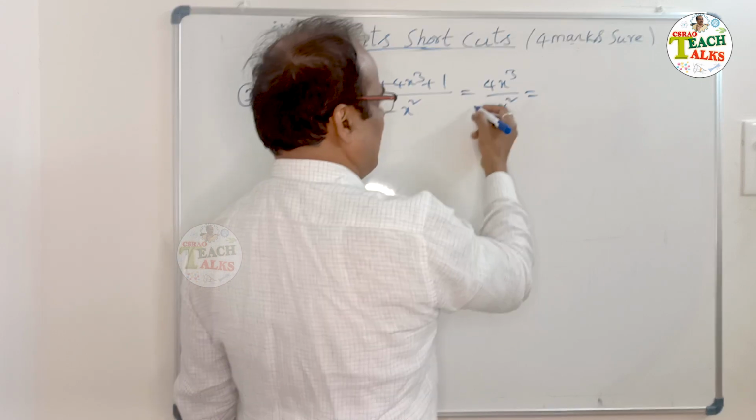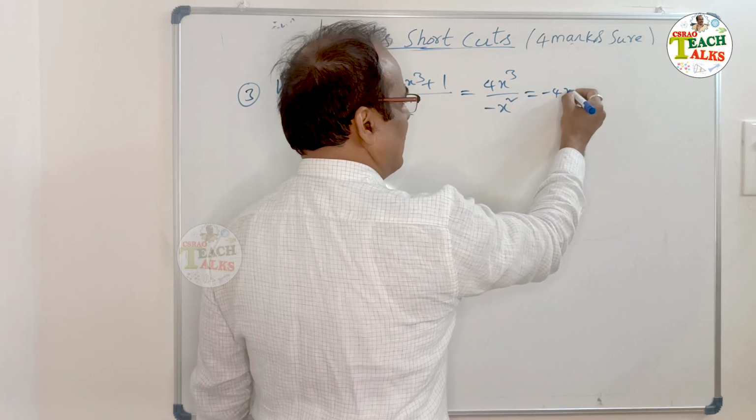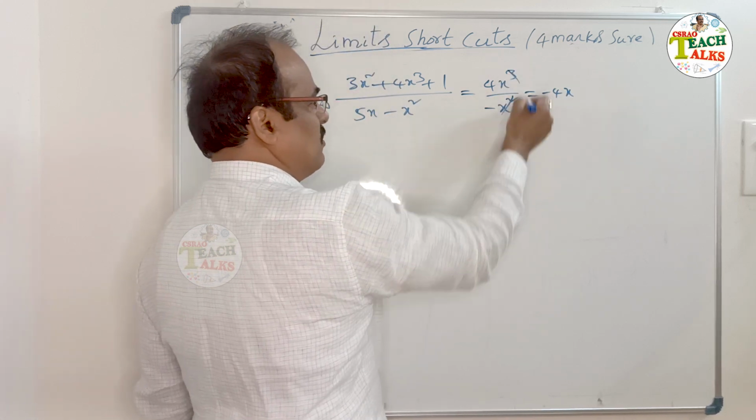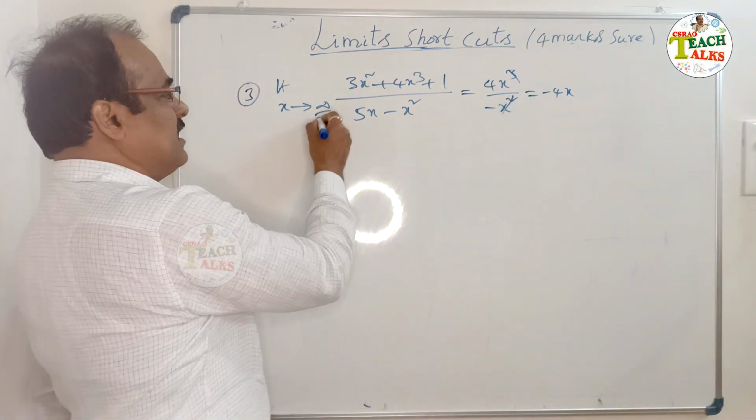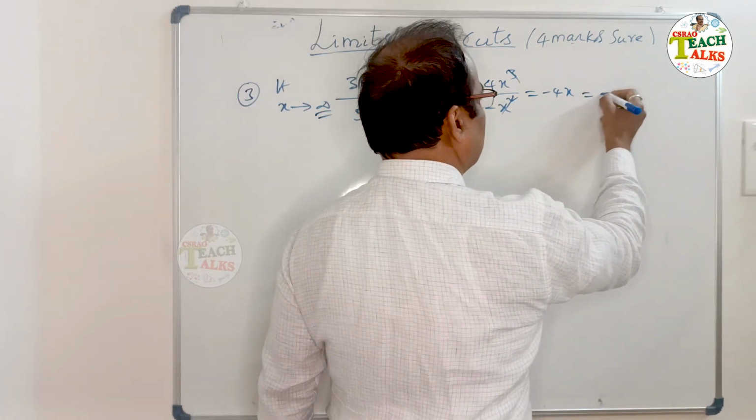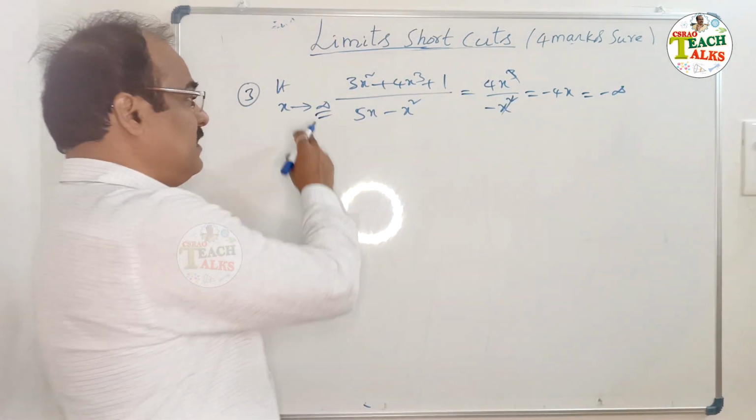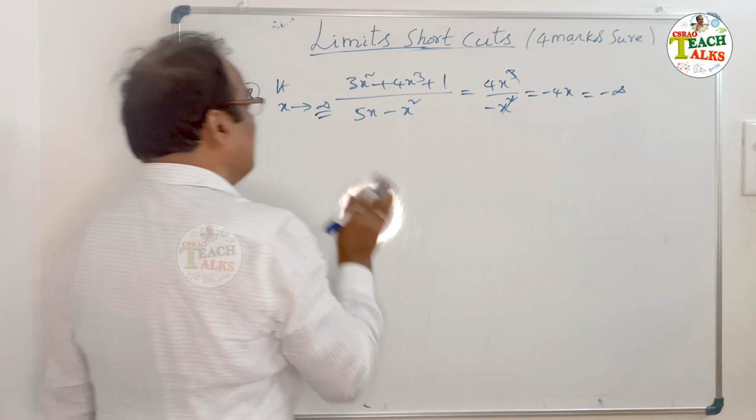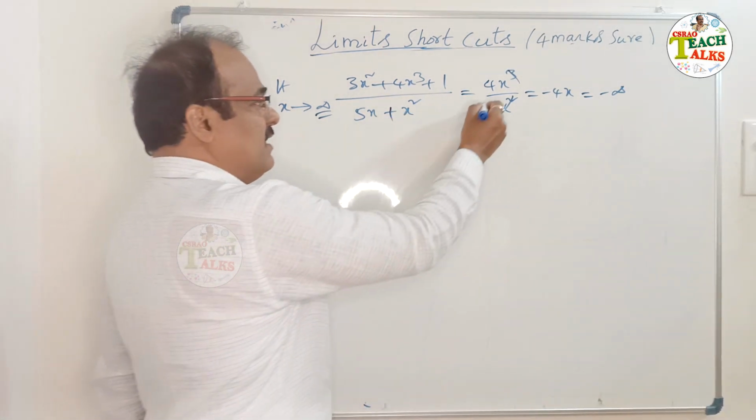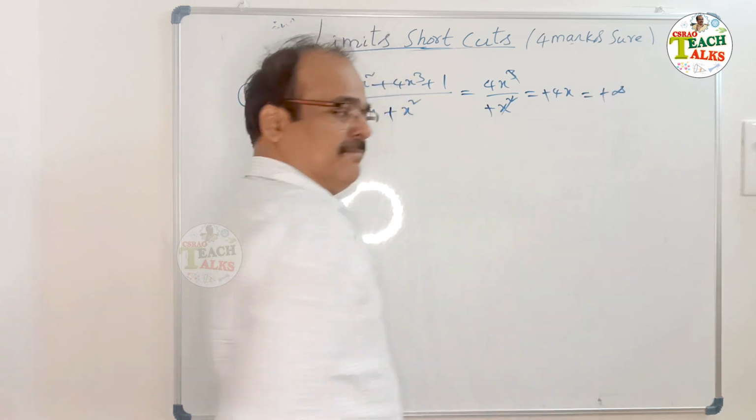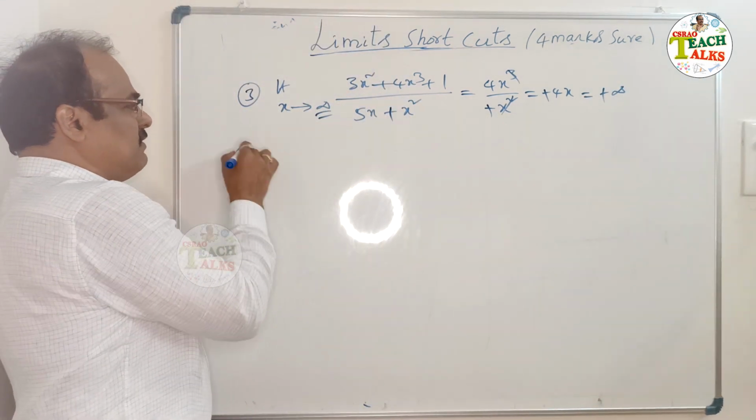What do you observe here? X square and x cube gets cancelled, now minus 4 into x. Here x is tending to infinity, which means minus 4x is tending to minus infinity. Why? Because minus 4 into infinity, you know, is minus infinity. Suppose here plus is there, this one is plus infinity. Okay, do you understand? Now we are going to teach one more.